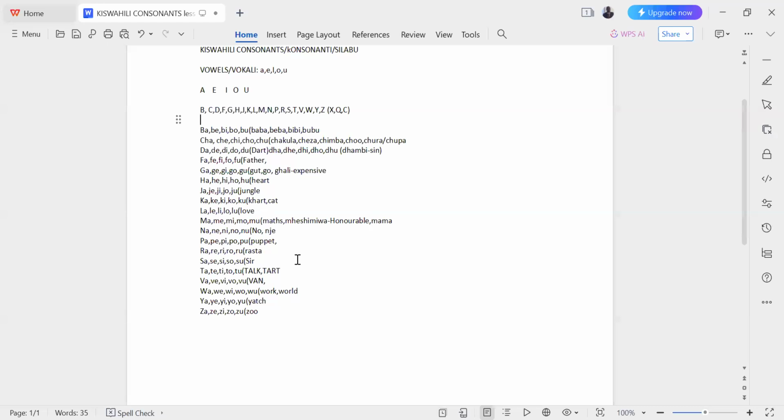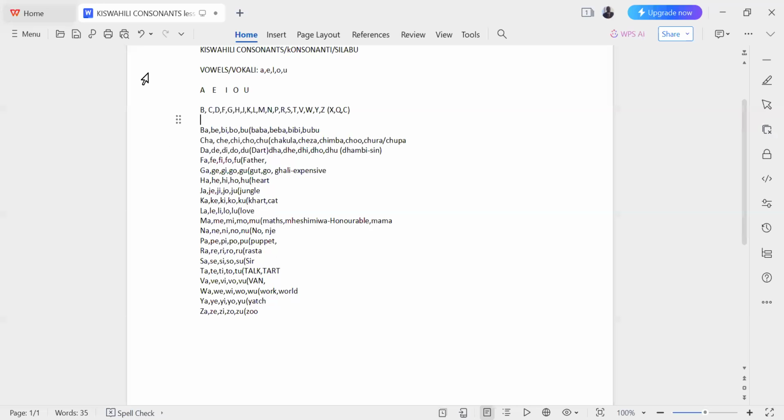And the letter P, you pronounce it the same way you pronounce the word puppet. So you have pa, pe, pi, po, pu. Then you go to letter R, the same way you pronounce the word rasta. So it is ra, re, ri, ro, ru. You go to letter S, the same way you pronounce the word star. You say sa, se, si, so, su.